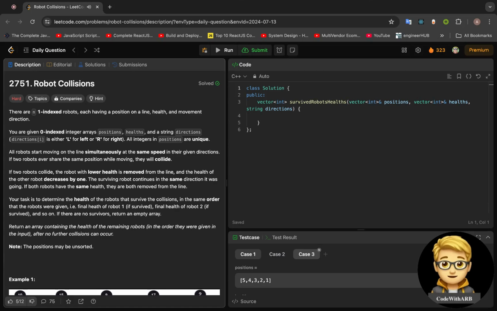Everyone, we will solve today's LeetCode problem. The question is Robot Collision. It's a LeetCode hard. Let's see what the question is asking.